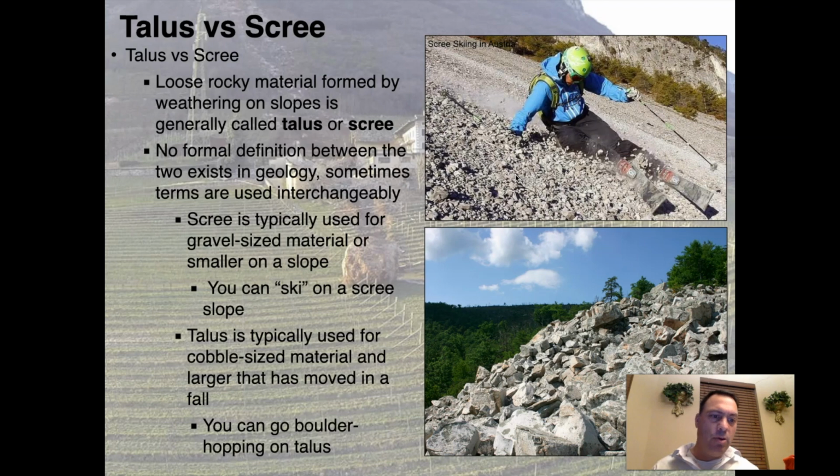This is a lot different than how we usually think of talus. Talus is typically used for cobble-sized material and larger that has moved in a fall. So in other words, scree is usually the stuff that's already just sitting there. It's the rock fragments that are just sitting there from weathering products. Whereas talus is usually defined as something that has already been involved in a rock fall, but it's large, blocky material. And again, this is from my own experience. There's no formal definition, but I'll use those two terms in that way. So scree is usually the small stuff, and talus is the large blocky stuff. So this would be talus, and this would be scree right here.